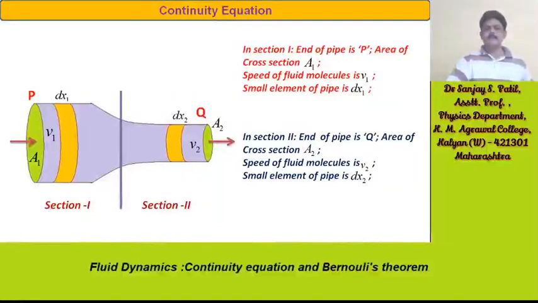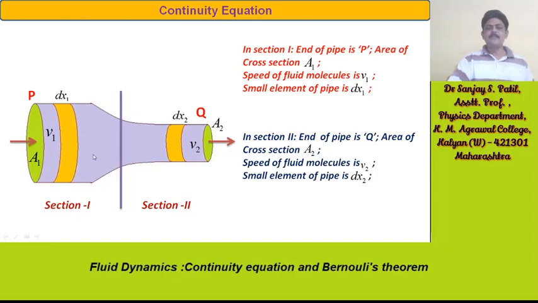In this article, we will see how fluid flows from this end of the pipe to this end of the pipe. It enters from this end of the pipe and it leaves from this end of the pipe. There are two ends, end P of the pipe, end Q of the pipe. We have divided this pipe into sections, section 1 and section 2.